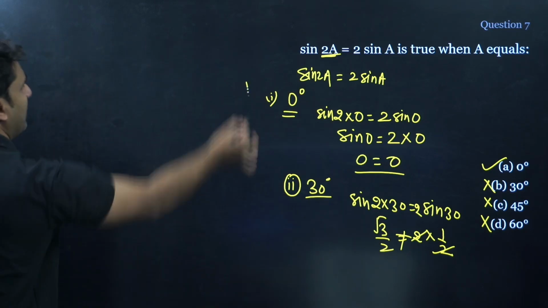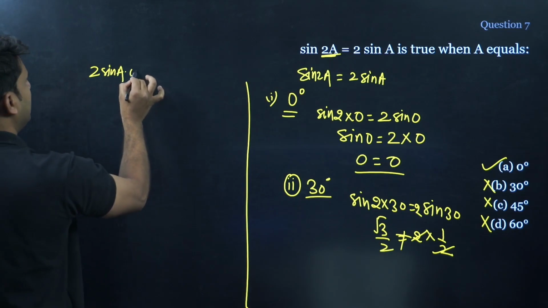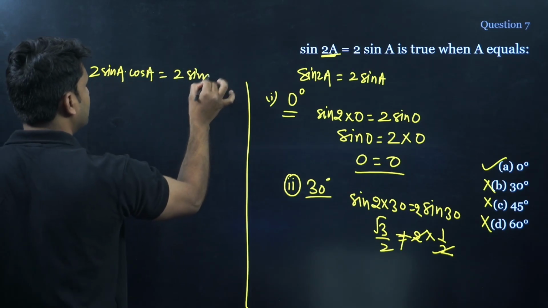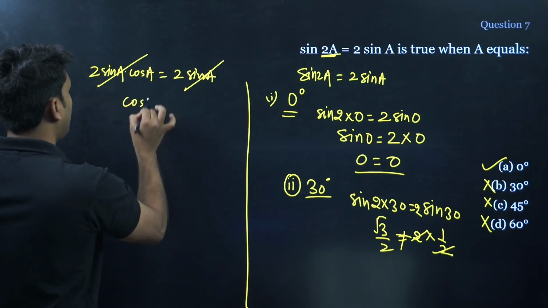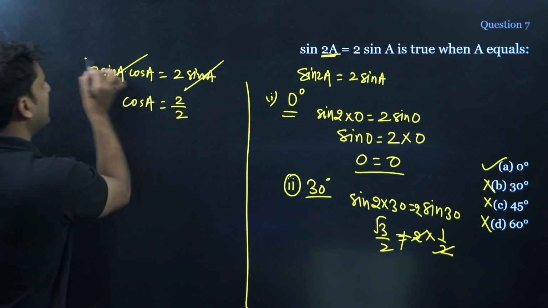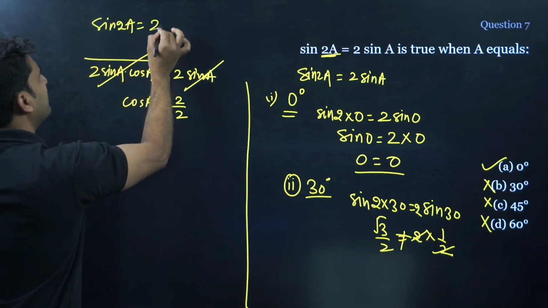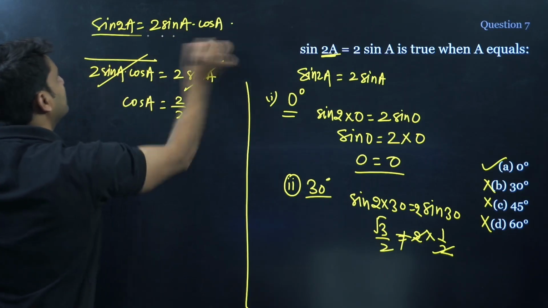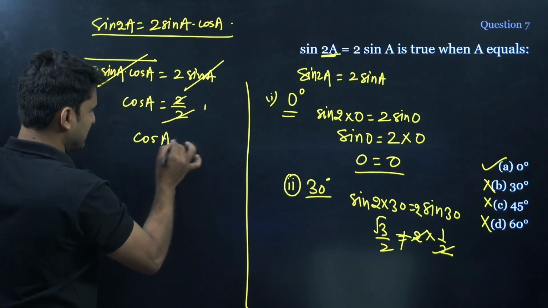One more method we have, guys. Sine 2A can be written as 2 sine A into cos A is equal to 2 sine A. So here sine A cancel, so we have cos A, and this 2 will go there, so 2 by 2. This is a formula, guys. You don't know because you guys are in class 10th, but for your information I'm giving you this formula. Sine 2A can be written as 2 sine A into cos A, guys. Okay, so 2 by 2 is equal to 1, so cos A is equal to 1.